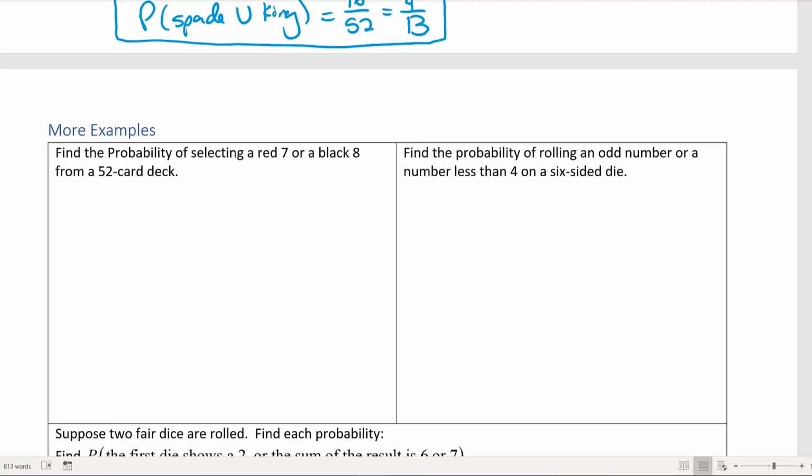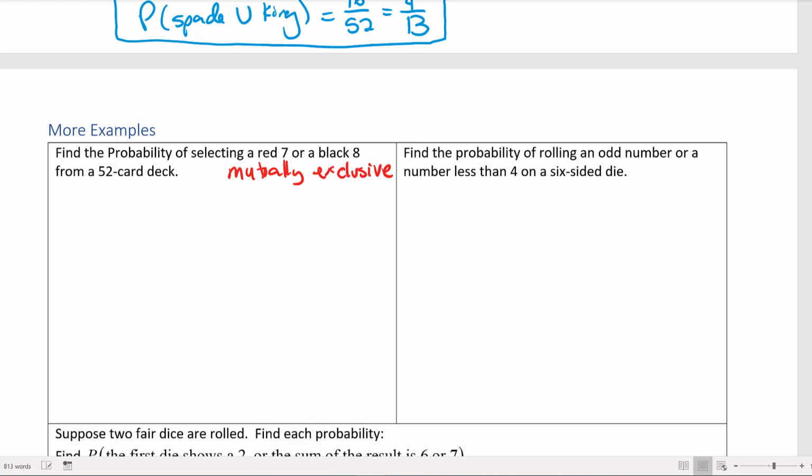Find the probability of selecting a red 7 or a black 8 from a 52 card deck. So the first thing I want to do is decide, is this mutually exclusive or not mutually exclusive? Is there any possible way of getting a red 7 and a black 8 at the same time? Well, no. A red 7 and a black 8, those are totally different cards. You can't get those at the same time. So we would call this mutually exclusive.